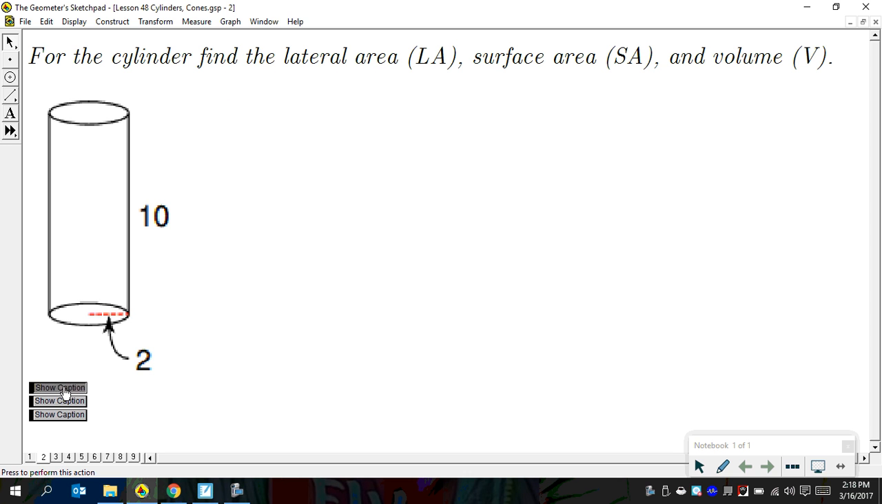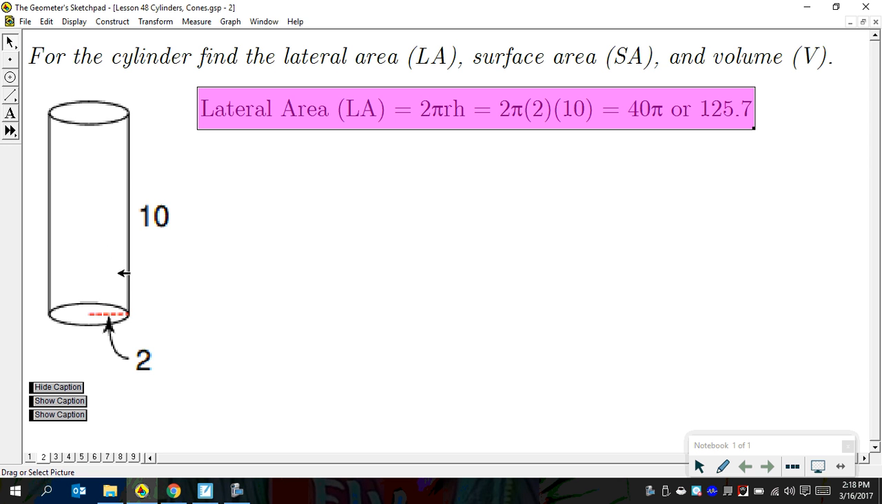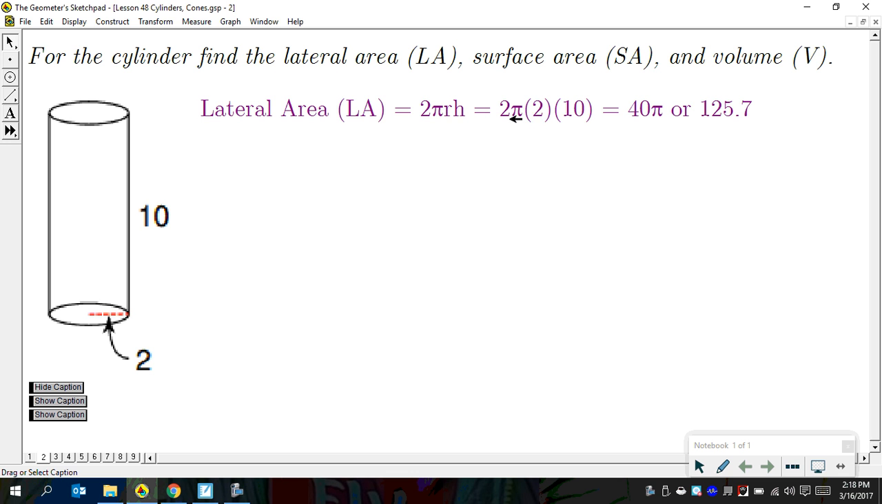So if we're going to look for the lateral area, that's this area going up and down. We plug in the radius 2 and the height 10, and then we just compute. 2 times 2 is 4, times 10 is 40, we get 40 pi. If we multiply by pi, we get 125.7.